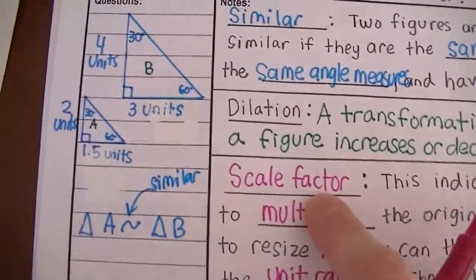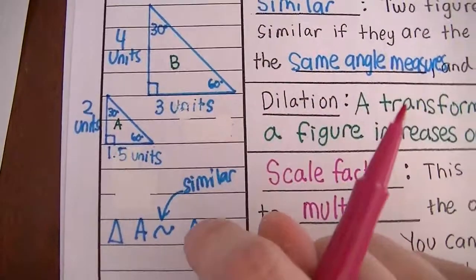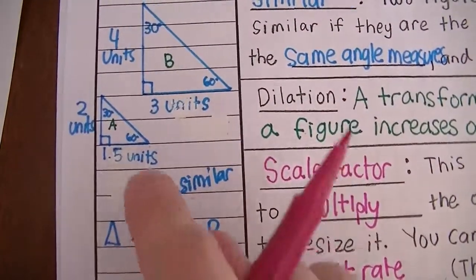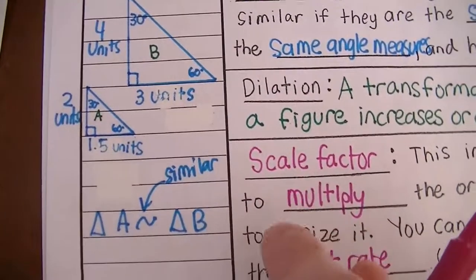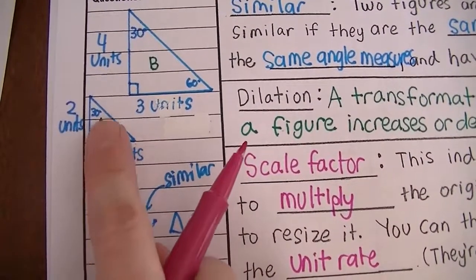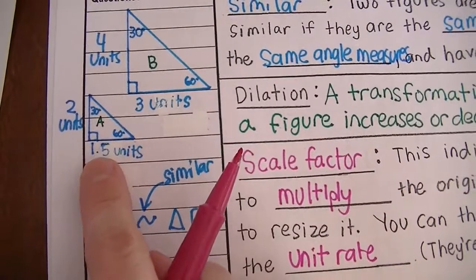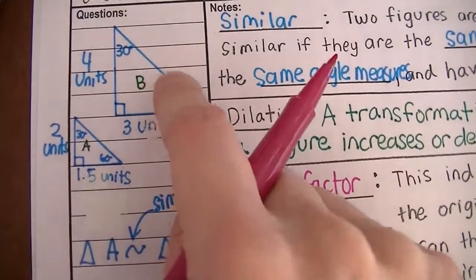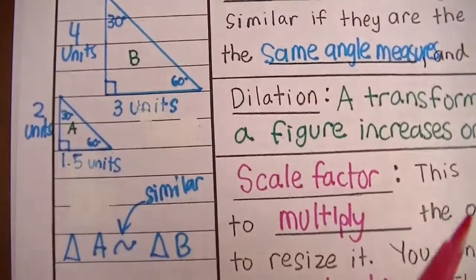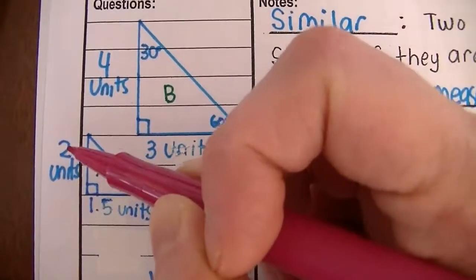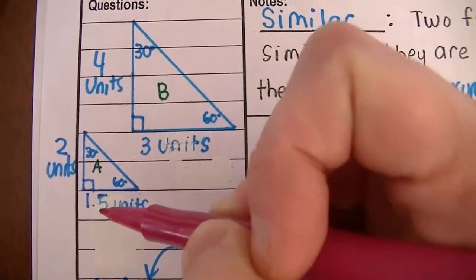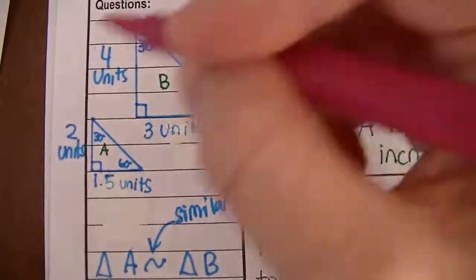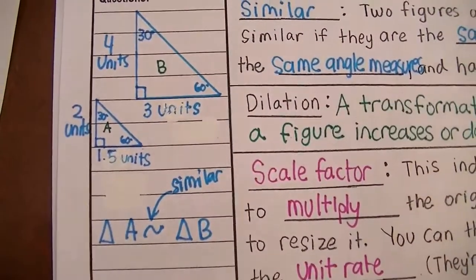So going back up to this example, since we've already determined them as similar shapes, we can determine the scale factor. What do we multiply? Let's say A is the original. What do we multiply the original side lengths in triangle A by to get to the side lengths in triangle B? Well, when I'm looking at this, it looks like we went 2 times 2 to get to 4, 1.5 times 2 to get to 3. Therefore, our scale factor for this particular example is 2.